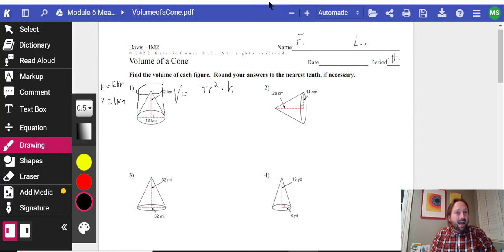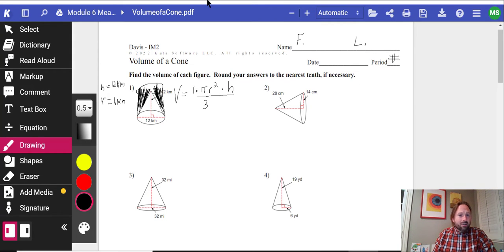But wait, how much of the cylinder are we checking? If we were to draw in the two parts that are not the cone, it would be 2 out of 3 that are not the cone. So how many are the cone? 1 out of 3. Now, I don't have to do 1 times this, I could take this 1 off. It's okay. But I'm going to divide it by 3.